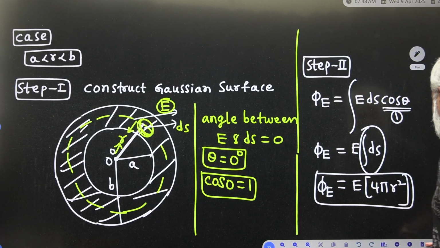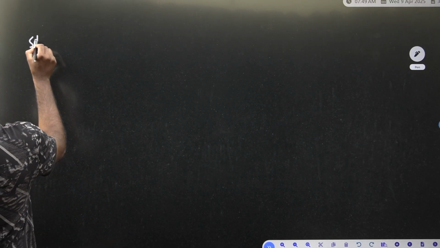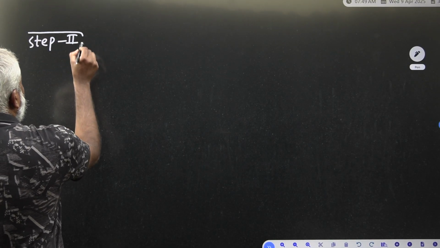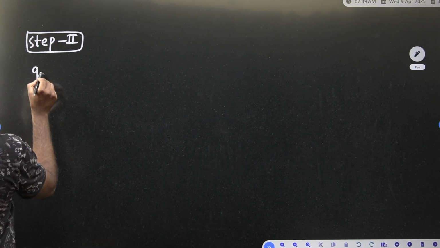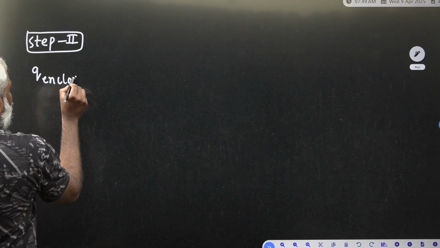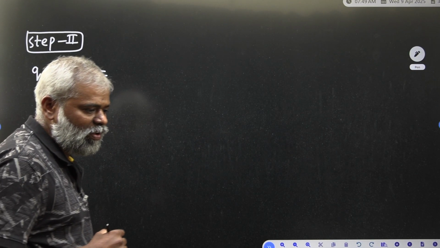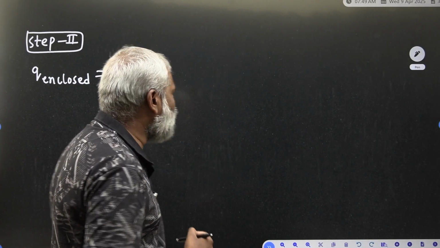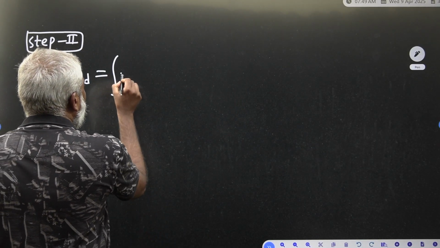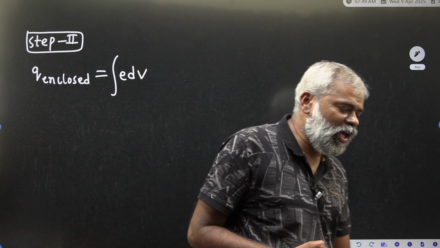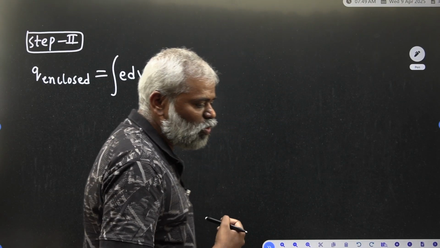Once we have calculated the flux, now we have to follow step 3. What is your step 3? You calculate the charge enclosed by the Gaussian surface. The charge enclosed by the Gaussian surface is equal to, what is your charge? It is the integral of rho dV, the volume charge density I have to take. But our rho dV is not uniform according to the diagram.